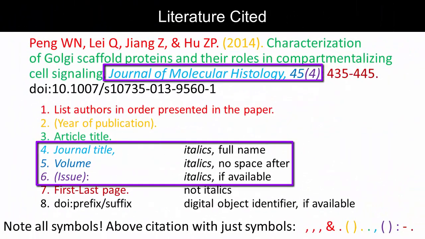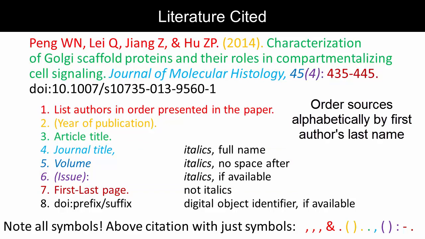The journal name, volume, and issue numbers are all in italics. Everything else should be in a regular font. Arrange your list of citations in alphabetical order based on the first author's last name.